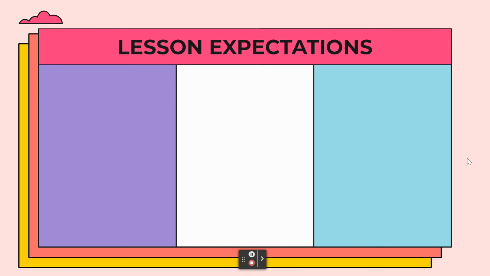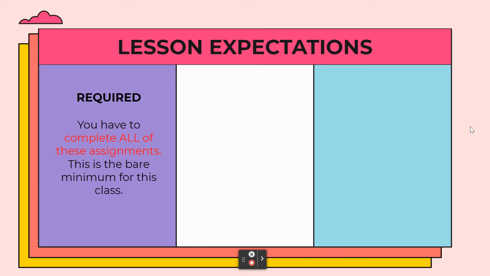All right, lesson expectations. So there's 3 different categories of lessons and activities. There's some ones called required, which they're required. You have to complete all of these assignments. This is the bare minimum for this class. Remember, you have to write down what's in red. Pause the video and write that down.